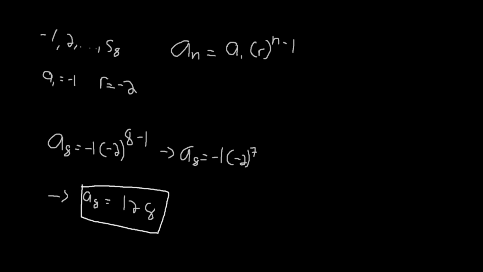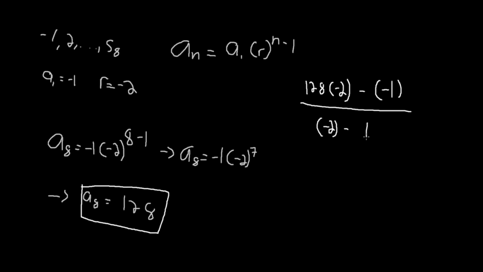Let's use the formula I've given, for example. So we got our a sub 8, which is 128. 128 multiplied by our common ratio, which is -2, minus our first term, which is -1. Divide that by -2 minus 1. This is negative, and this is also negative, so this becomes a positive.